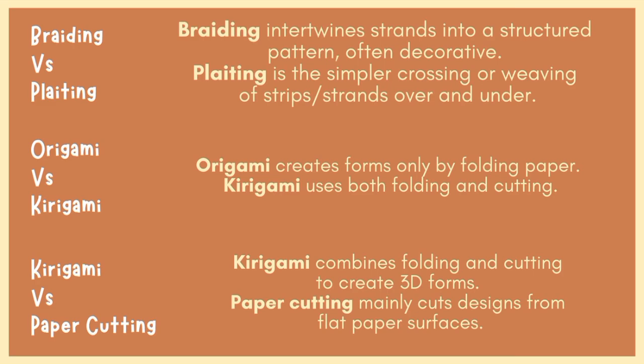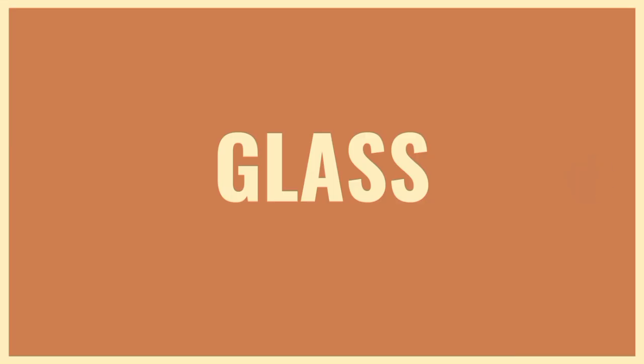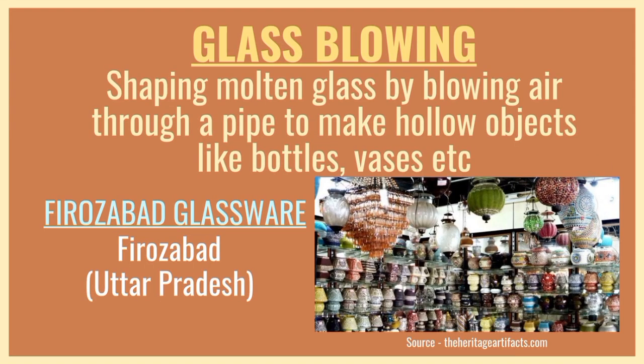Origami again, as I said, uses only folding of paper, and kirigami uses both folding and cutting of the paper. Kirigami combines folding and cutting to create 3D forms, while paper cutting only cuts the design from the flat paper. Next we have glass techniques. So there is glass blowing, which is shaping the molten glass by blowing air through a pipe to make hollow objects like bottles, vases, etc. Firozabad glassware from UP is an example of this.